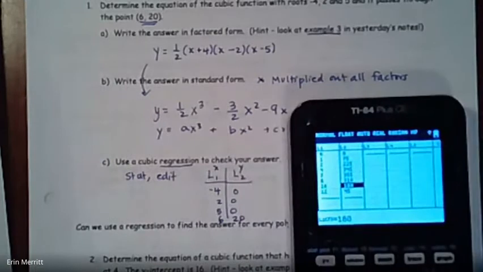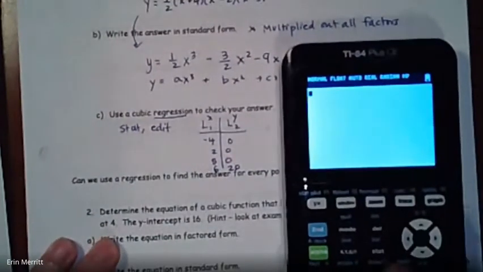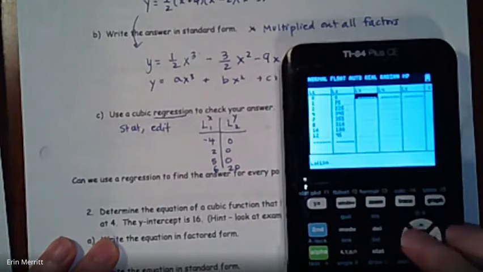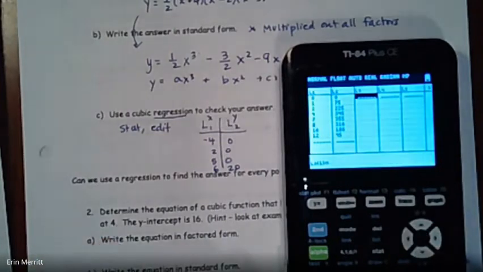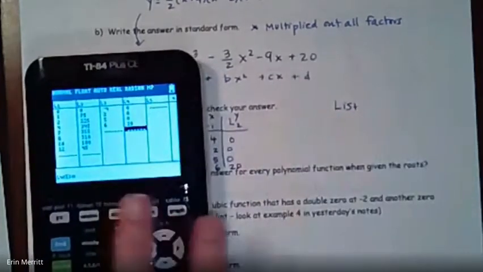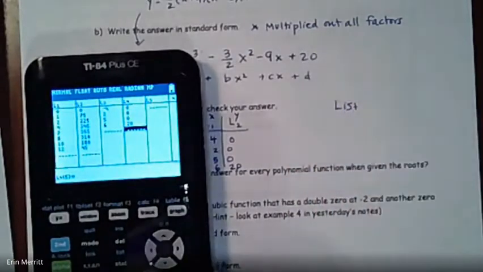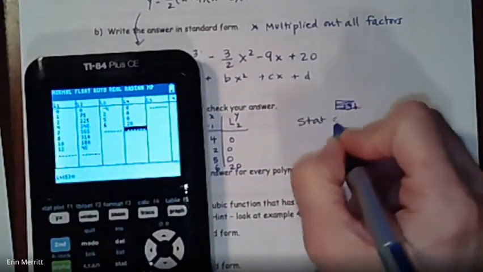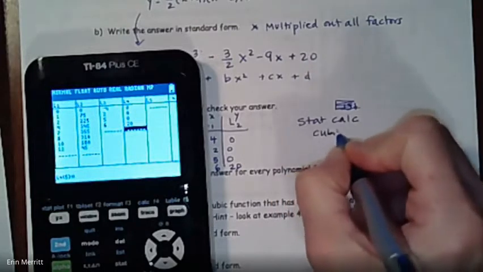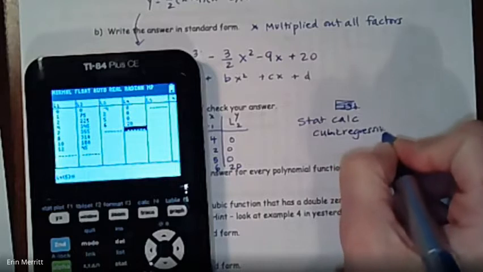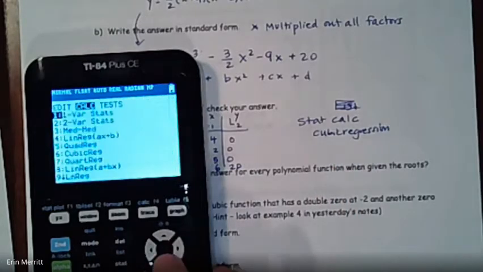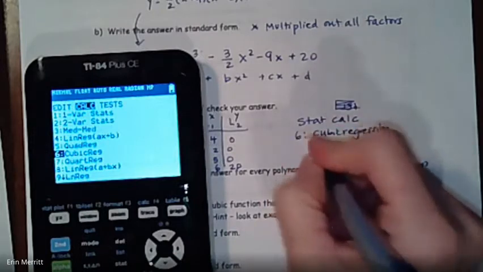All right, so make sure you can see this, go to Stat, and then Edit. I'm going to put mine in list 3 and 4, but you can put them in list 1 and 2. So you're going to go -4, 2, 5, and 6. And then in the list next to it, 0, 0, 0, and 20. So those are the corresponding y values. Then what we're going to do on our calculator is a cubic regression. So Stat, go over to Calculate, choice 6 is the cubic regression.